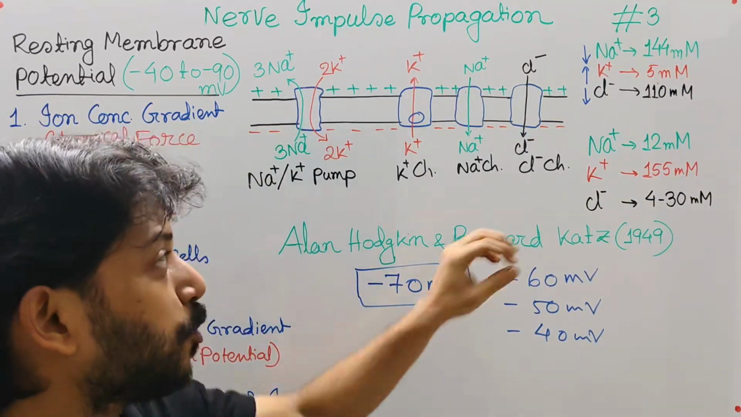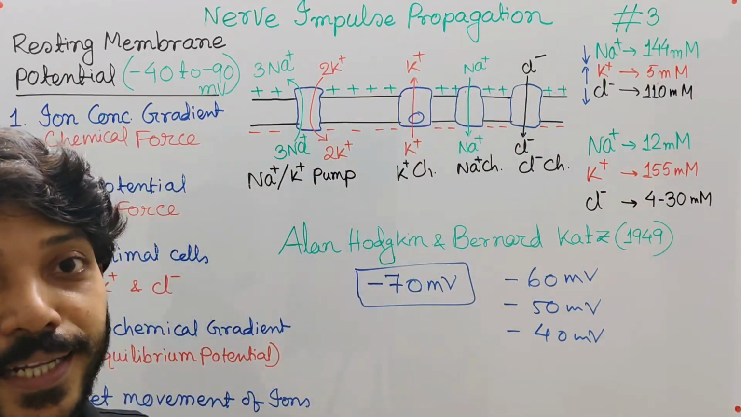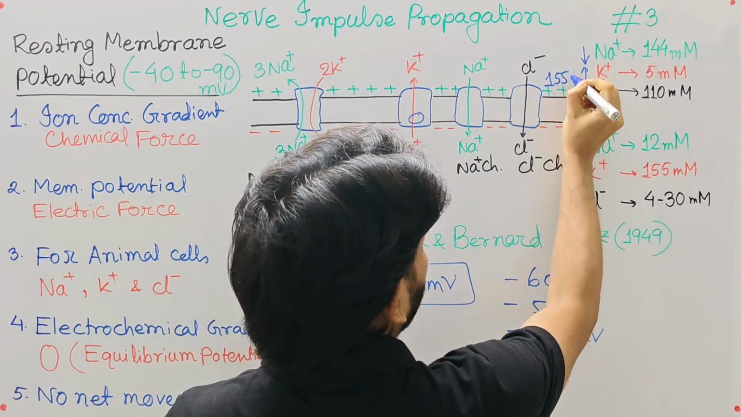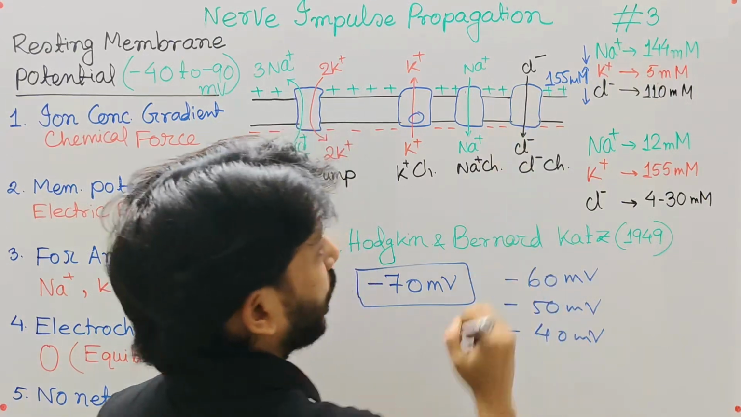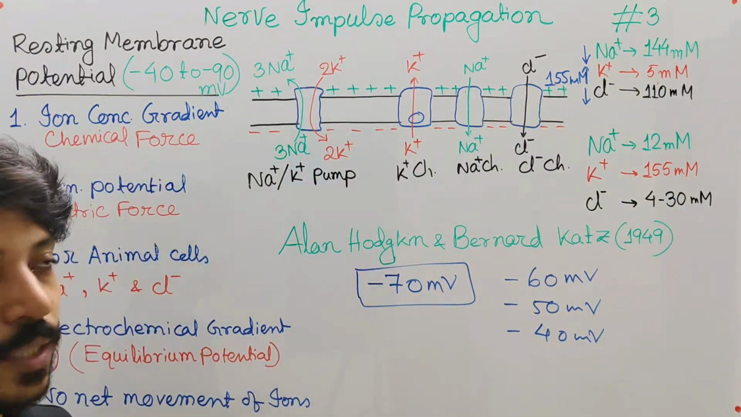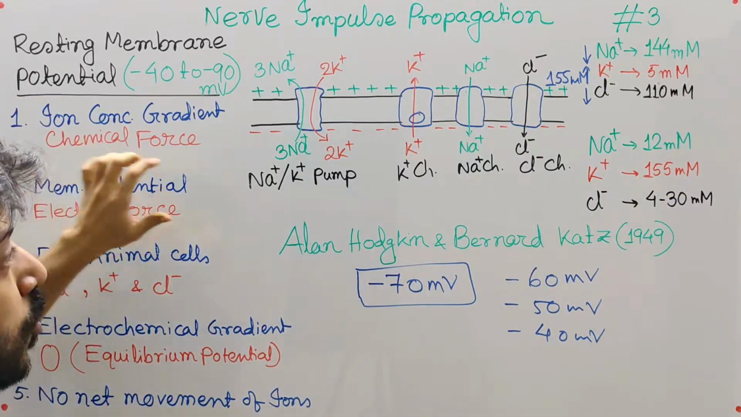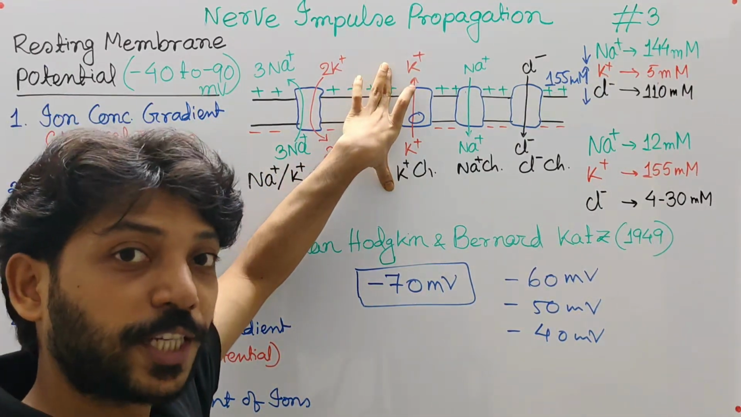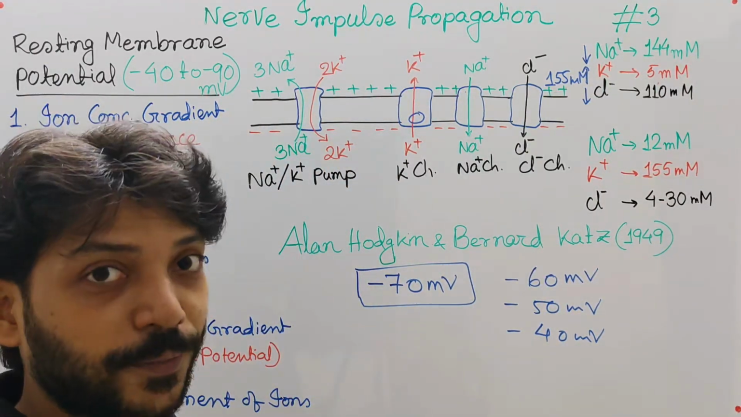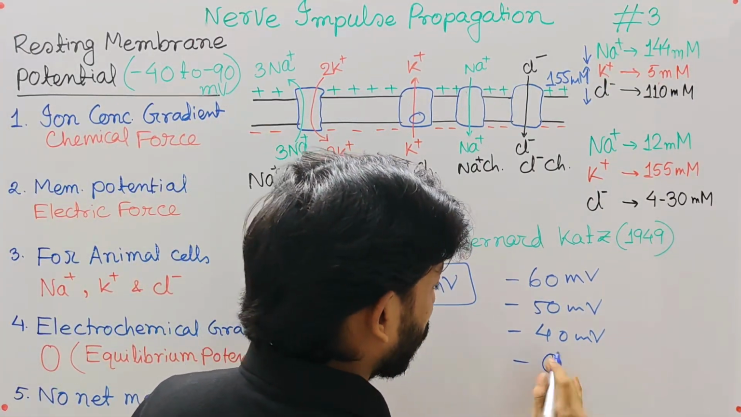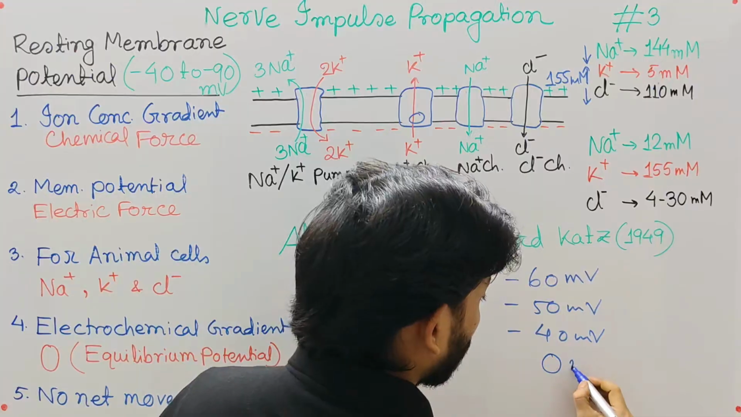Then what will happen? There will be no difference inside and outside of the potassium. So let's suppose we take the potassium concentration 155 millimolar, increase the potassium concentration. So there is no ion concentration gradient, so there is no chemical force. So what will happen? There will be no potassium movement. So what will happen if there is no potassium movement? The resting membrane potential should be 0 millivolt.